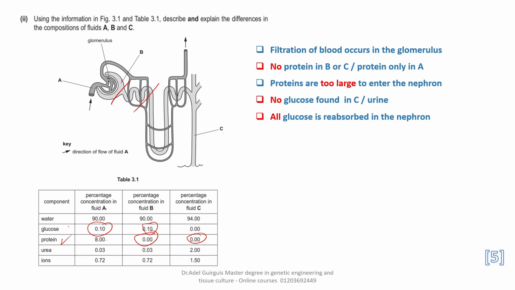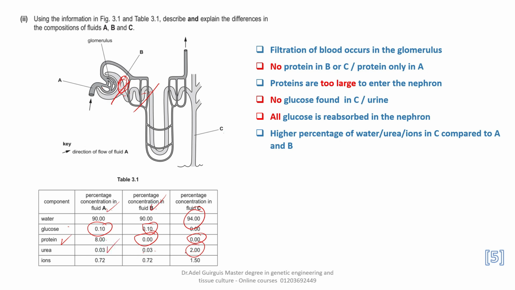After filtration, glucose is found with the same concentration in B as in A, 0.1, 0.1, while in this part it is completely reabsorbed. All glucose is reabsorbed in the nephron. Okay, higher percentage of water, urea, and ions in C compared to A and B. Urine contains a higher percentage of water than B and A. Also it contains a higher concentration of urea, 2 rather than 0.03 in B or A.